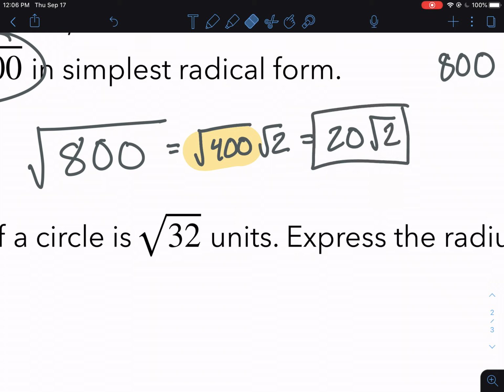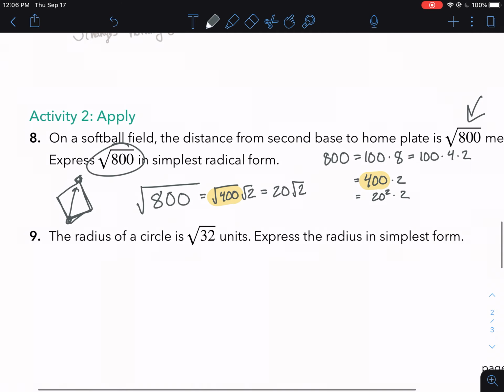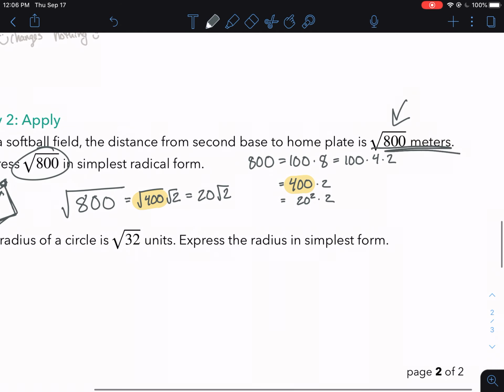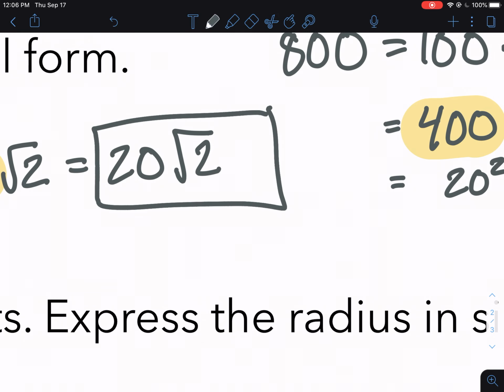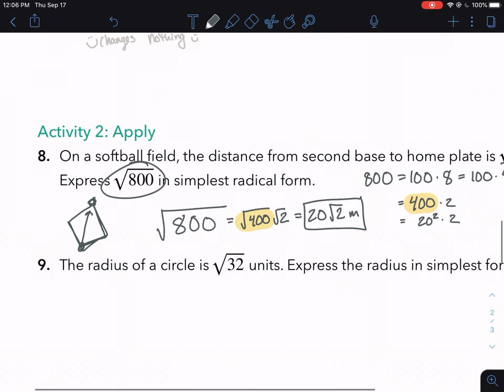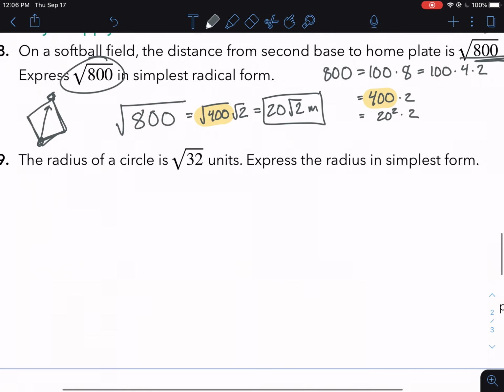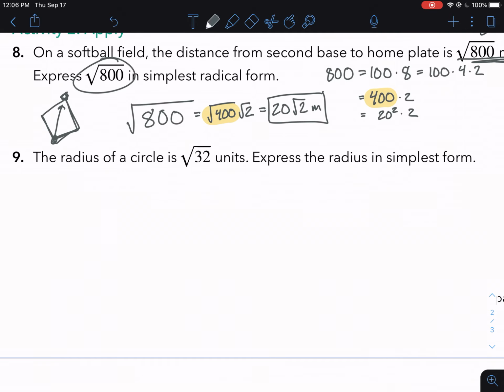Oh, except we forgot our units. Meters is the square root of 800 meters. So 20 root 2 meters. And now we're all set. Way to go, guys. Same thing, radius of a circle is the square root of 32 units. Express the radius in simplest radical form.